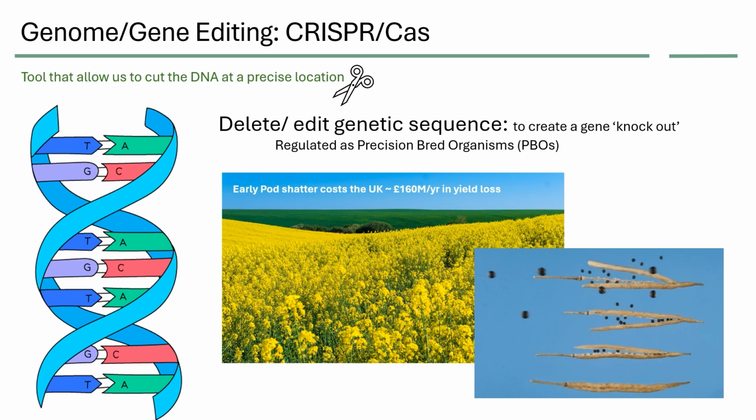So what I'm showing you here is a field of oilseed rape. Now our farmers face some great challenges in even getting to this stage, but what a farmer doesn't want to do is lose some of the seed at the end of that as a result of premature pod shatter. So can we use gene editing to edit the genes responsible for pod formation in order to stop those pods shattering prematurely in the field and losing yield?